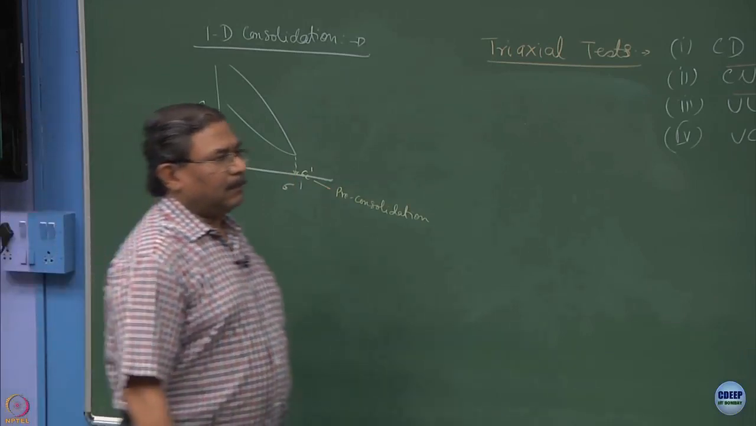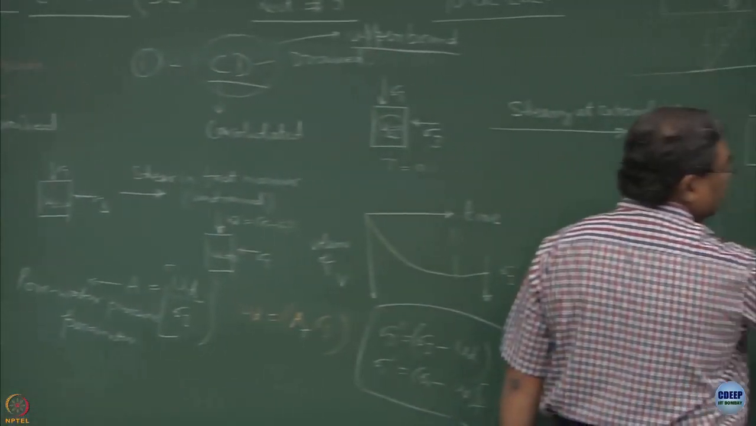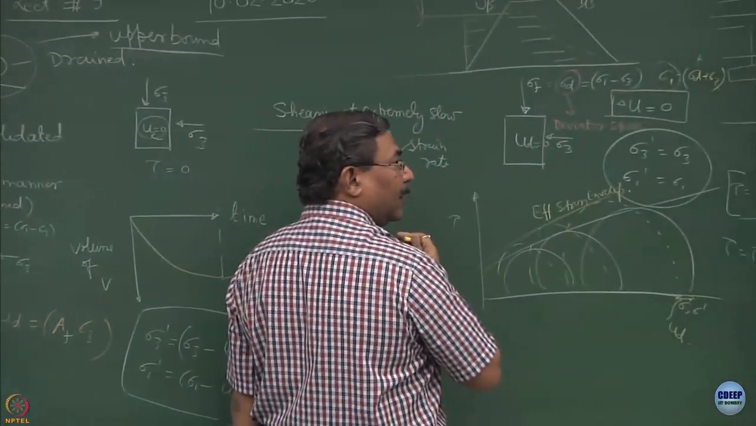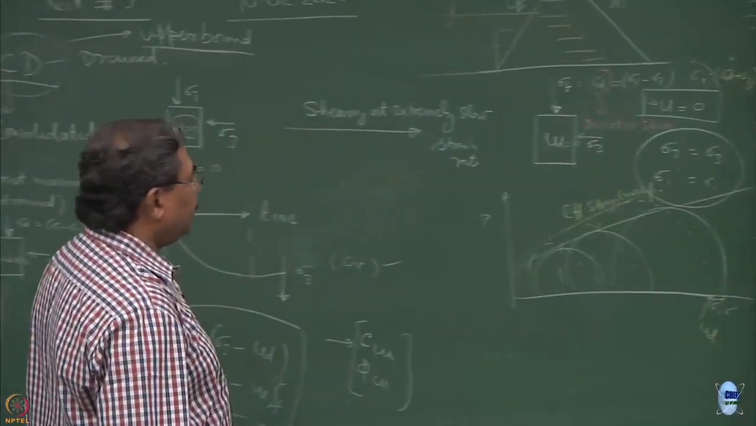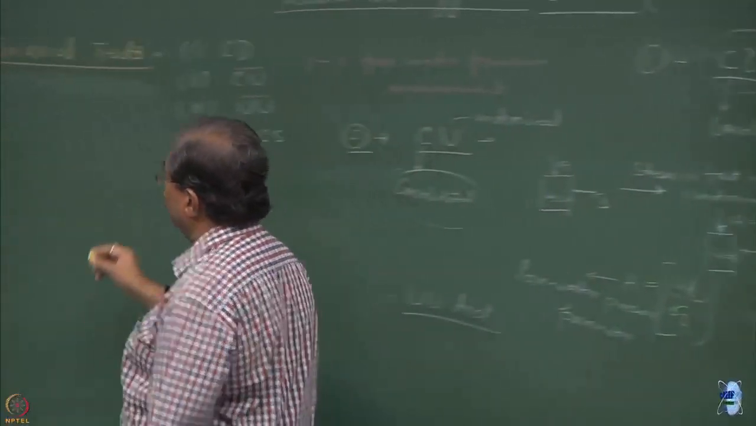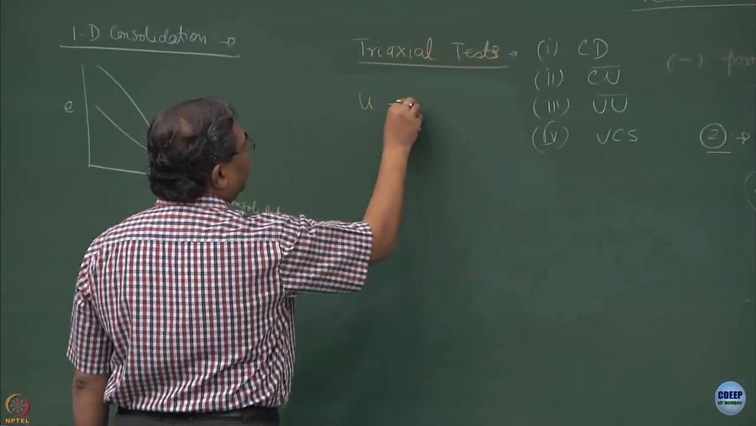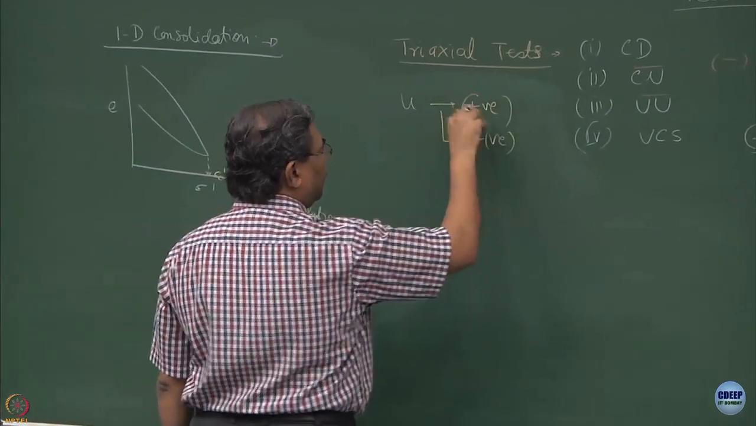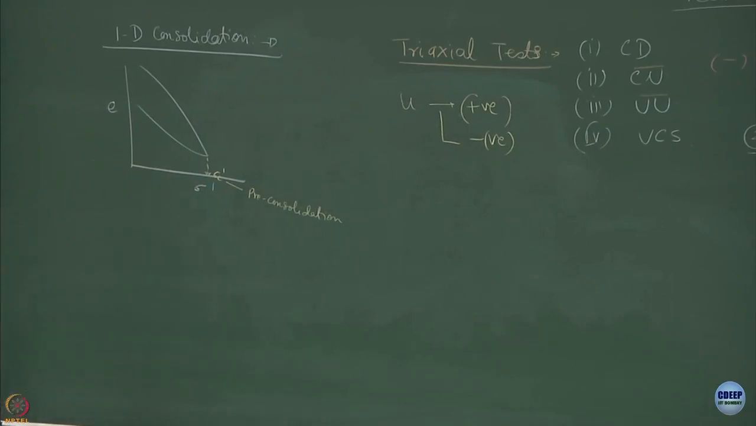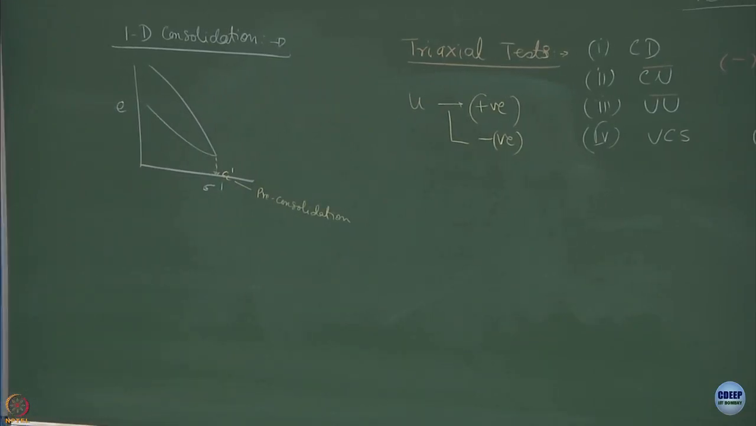Sometime back I was talking about how the Mohr circles may shift on the left hand side, or they may get shifted on the right hand side also. That means in short the pore pressures could be either positive or they could be negative. Clear? So, the material is same.